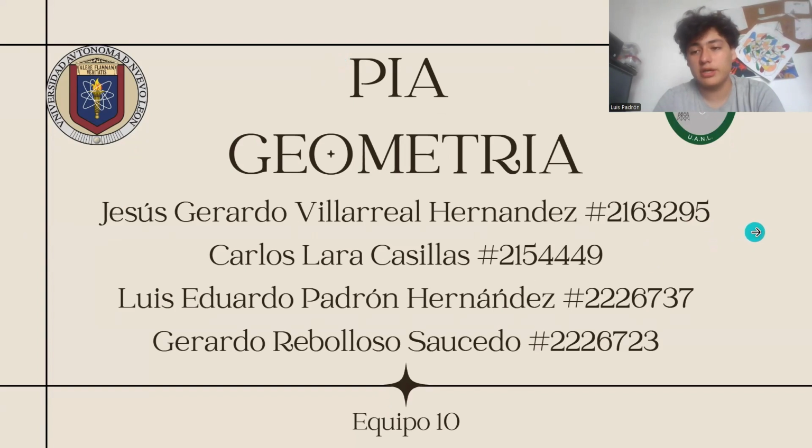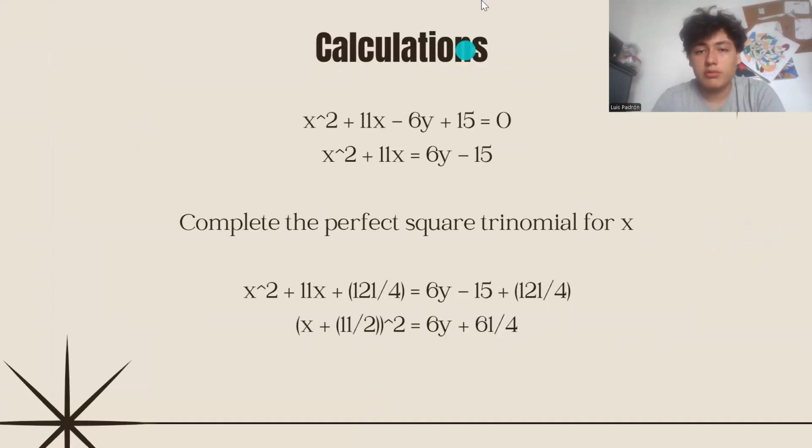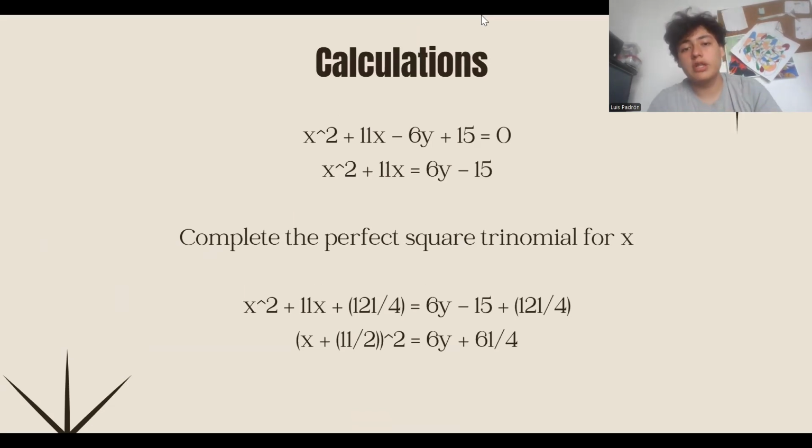Let's begin with the problem we were assigned. First, we have to do the calculations. They give us an equation that is x squared plus 11x minus 6y plus 15 equals 0. So we have to separate the equation into the x values and the y values. Then we have to complete the perfect square trinomial for x. And how do we do that?